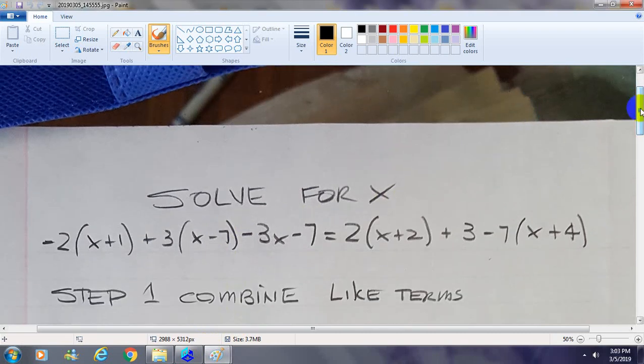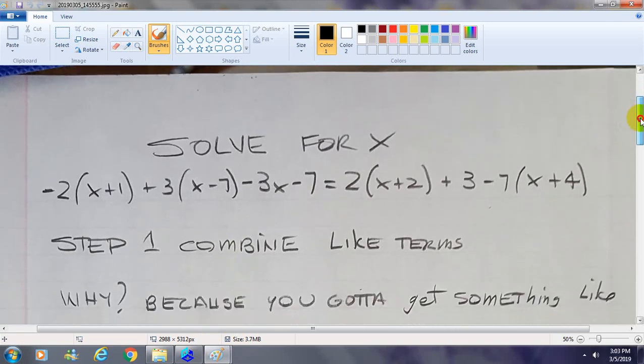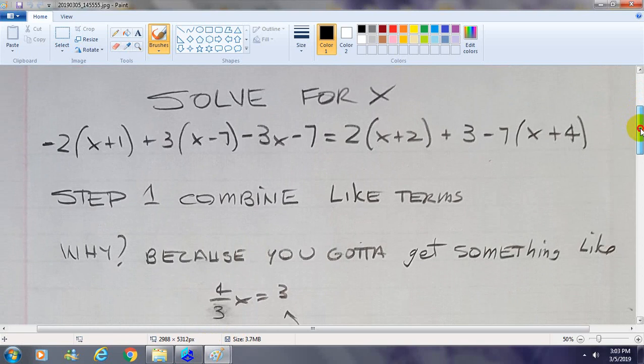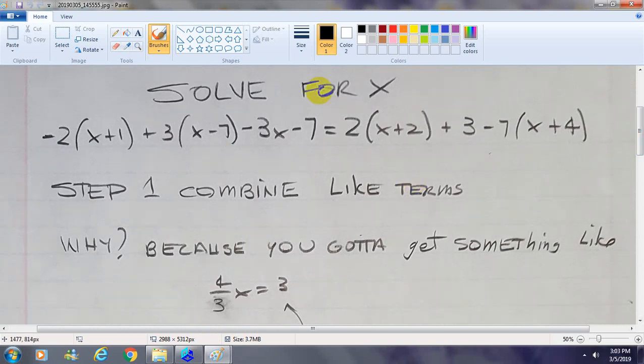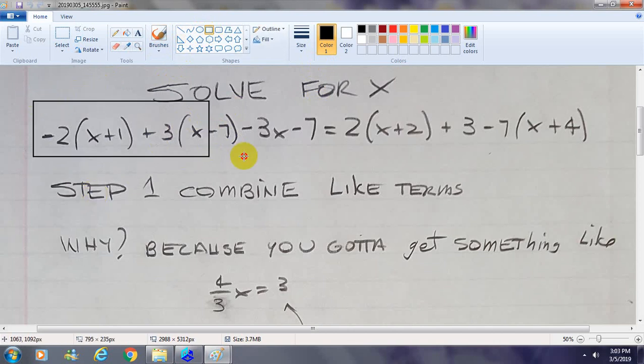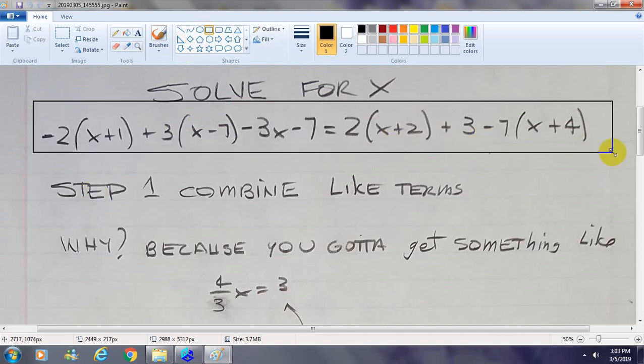So when you see a problem like this, you have to combine like terms. That is the first step. The first step is to combine like terms because you got to get something like this. You want to get this equation, the one on top, to look like this equation in the form. So you got to combine all those x's, and you got to combine all those regular numbers like that.